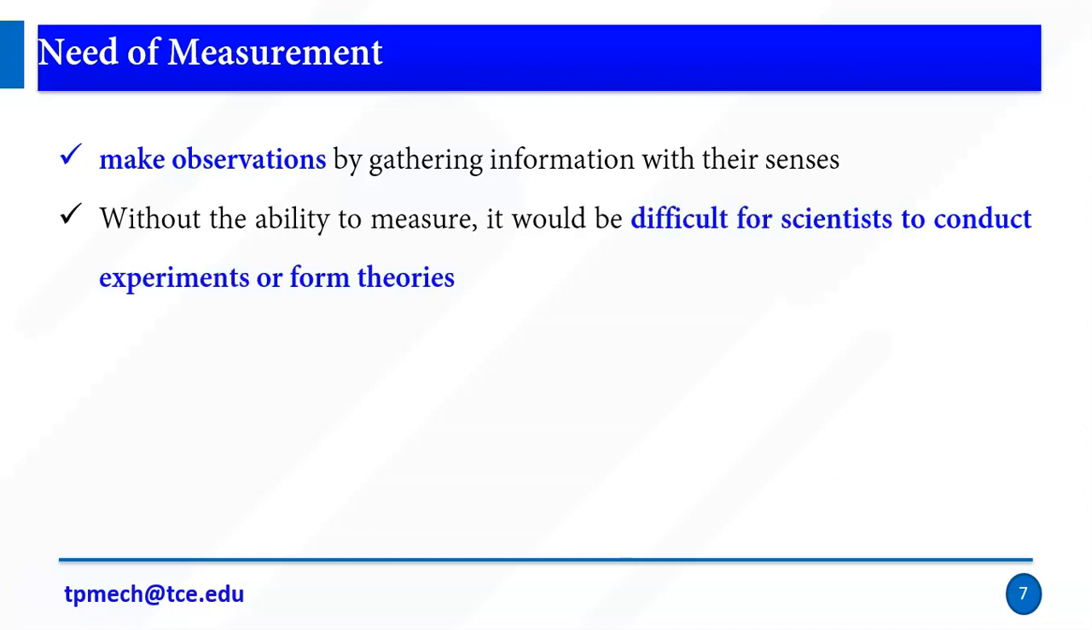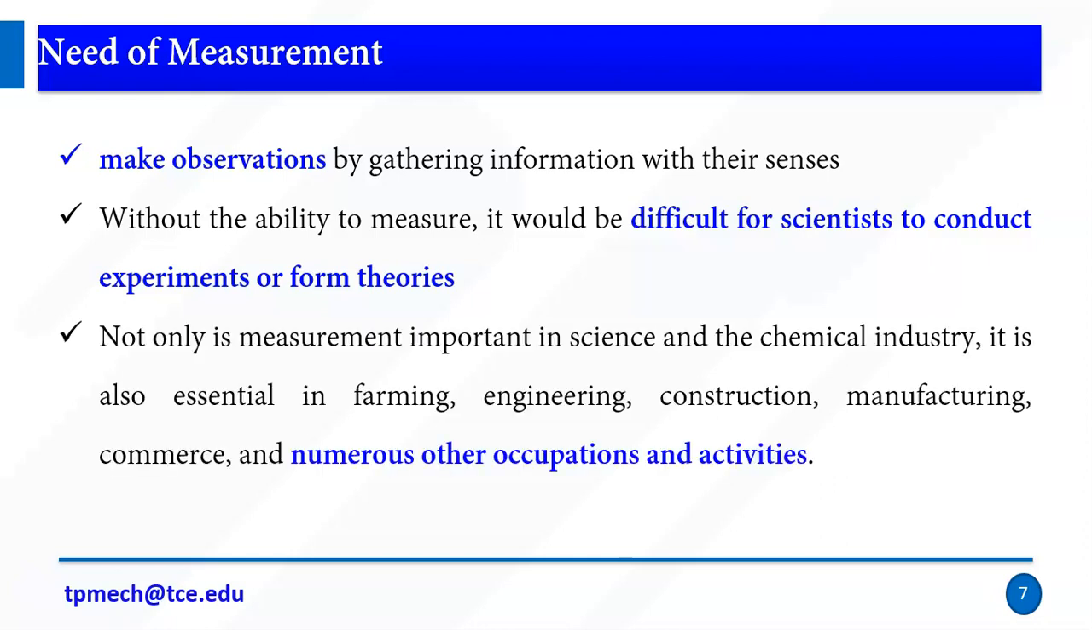Without the ability to measure, it would be difficult for scientists to conduct experiments or form theories. Again, if there are no measurements, there is no invention. The reason is, if we have measurements, we can do some experiments, right? So with experiments, we will know whether we are getting our required quantity or not. So measurements play a major role.